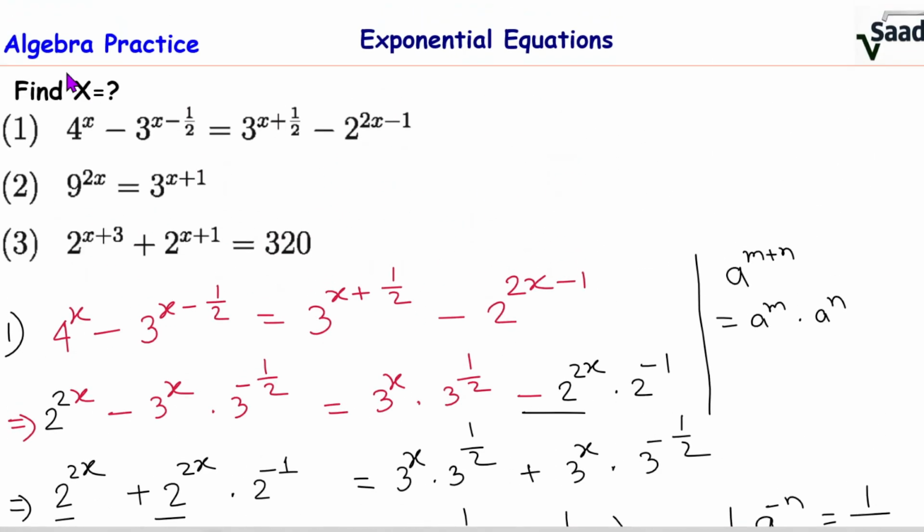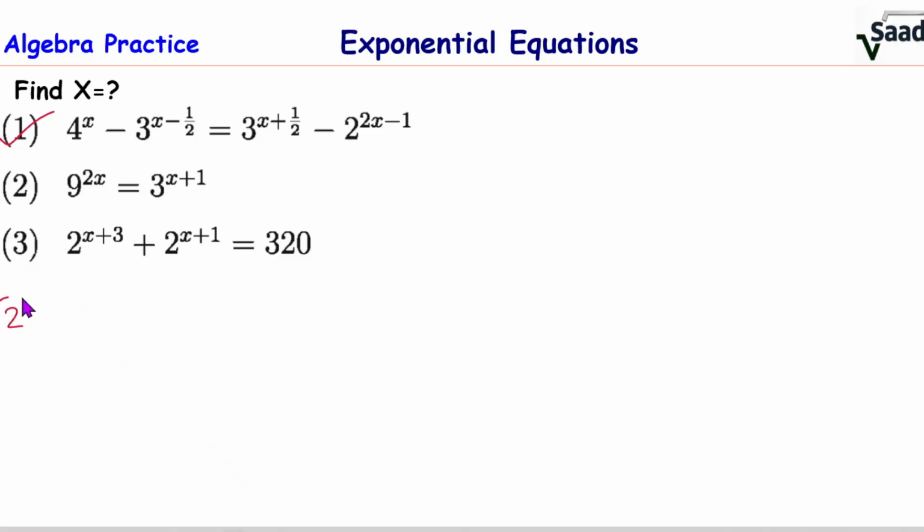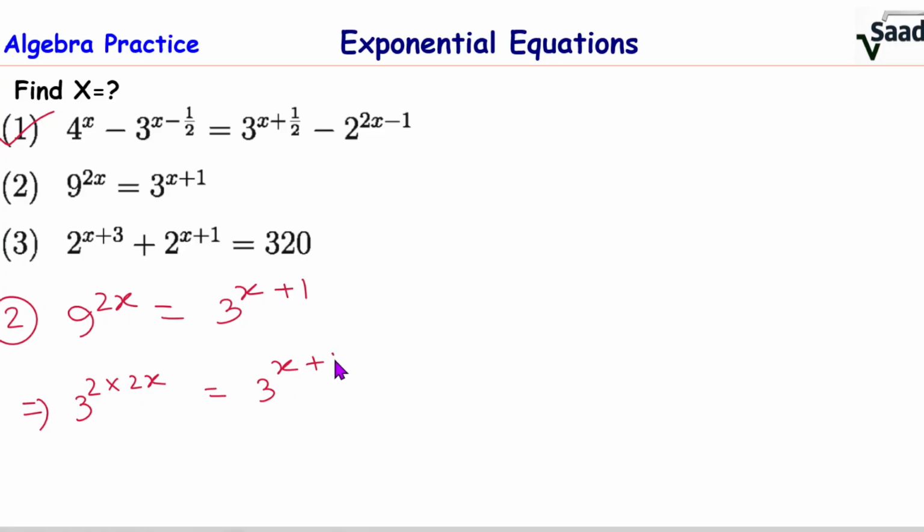So we tried to solve number 1, which answer is 3 by 2. So number 1 done. Now we will start number 2. Number 2, 9 to the power 2x equals 3 to the power x plus 1. So it's a simple thing. This 9 we can write 3 square, and here is times 2x equals 3 to the power x plus 1.